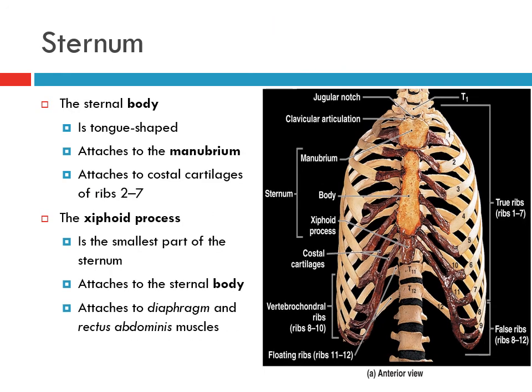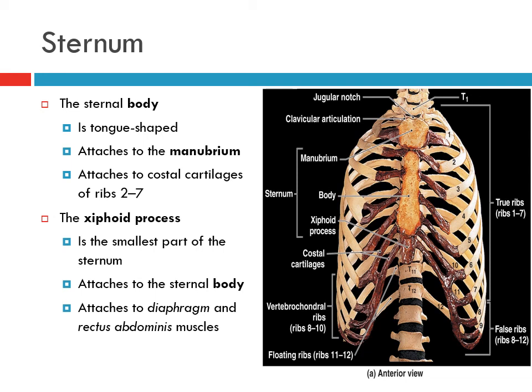The body of the sternum is tongue-shaped. It is long and flat like a tongue. It attaches superiorly to the manubrium and inferiorly to the xiphoid process, and it attaches to the costal cartilages of ribs 2 through 7.